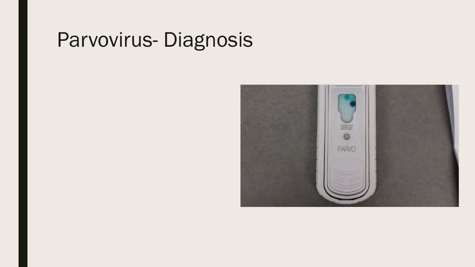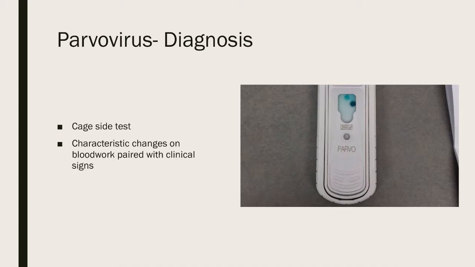And sometimes, if that turns up negative and your vet still has a clinical suspicion, you can see some characteristic changes on blood work with the same clinical signs that you would expect to see with parvo.